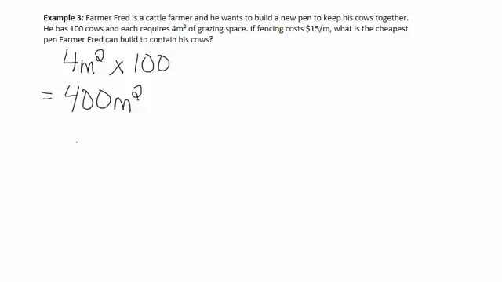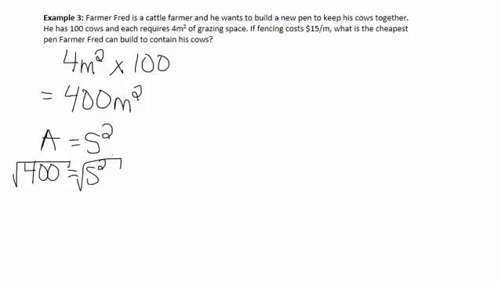So we'll use our formulas above. Since we have our value of our area, let's use the area formula to solve for the value of S. Let's plug in our 400 meters squared and solve for S. Take the square root of both sides. These cancel out. We're left with the square root of 400 is equal to S. So 20 meters is the value of S.